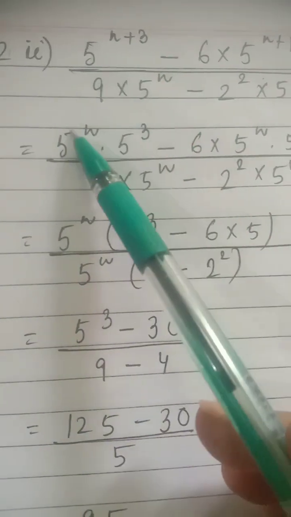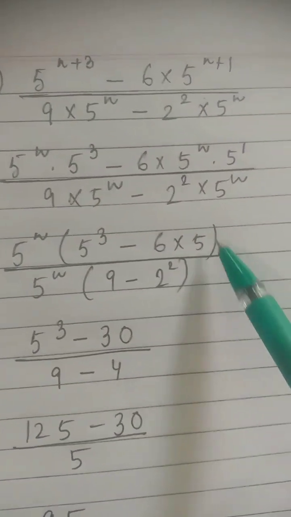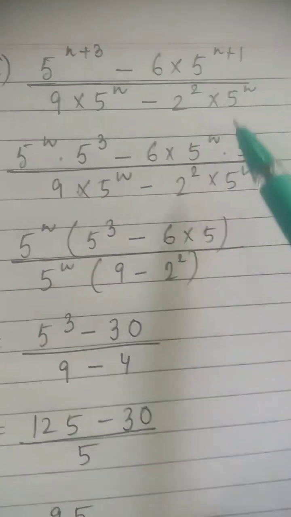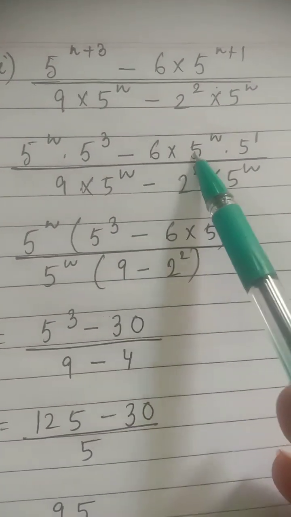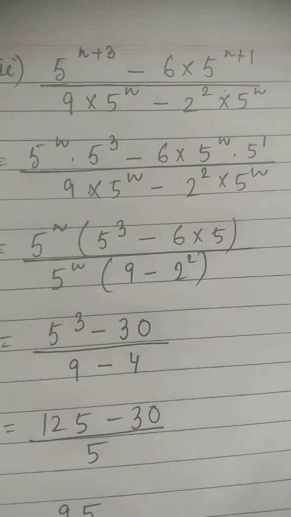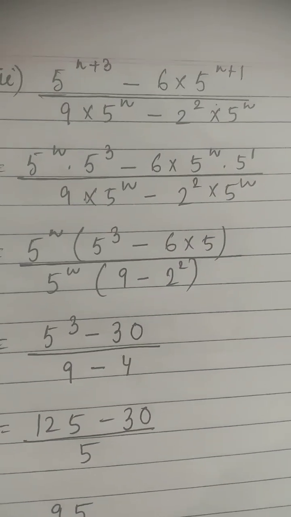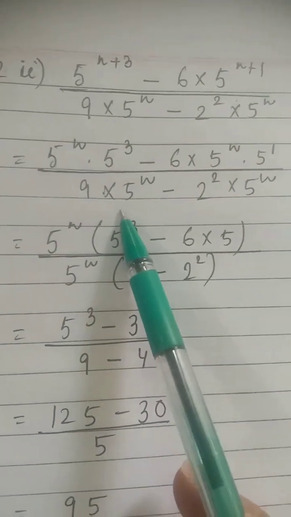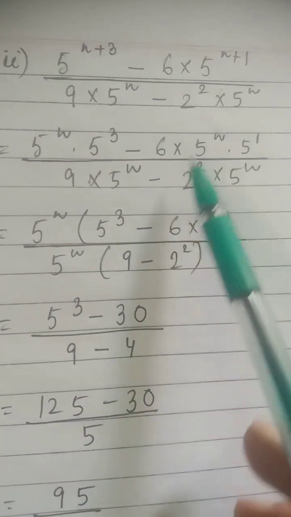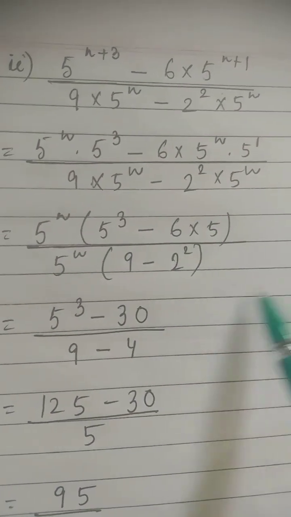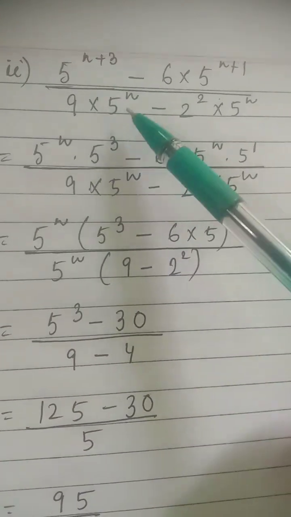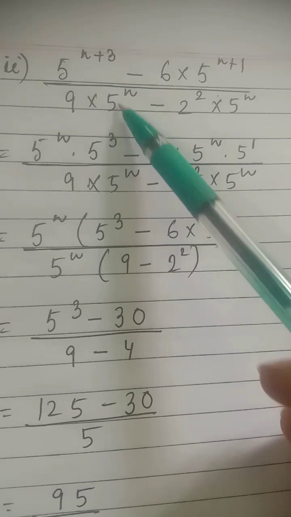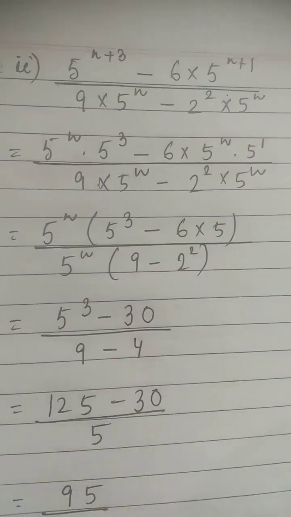So 5 to the power n into 5 to the power 3, minus 6 into, here also n plus 1 was there, so we can write 6 into 5 to the power n into 5 to the power 1. And in the denominator, 9 into 5 to the power n as it is, and here minus 2 square into 5 to the power n. Why have we split here? Because in the denominator we have found 5 to the power n. So to get it common we have split it.